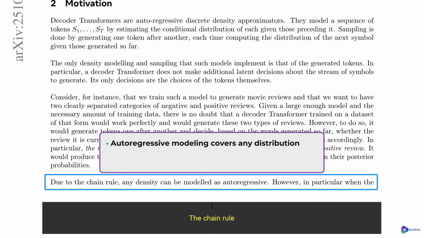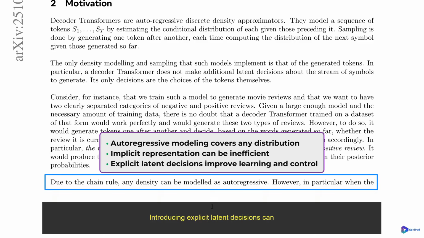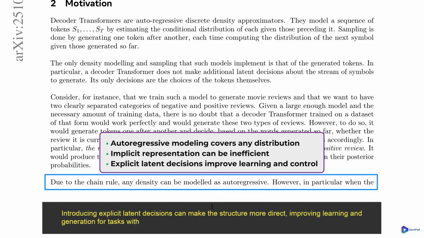The chain rule guarantees that any distribution can, in principle, be modeled autoregressively. However, implicit representation is not always the most efficient or controllable. Introducing explicit latent decisions can make the structure more direct, improving learning and generation for tasks with clear underlying factors.